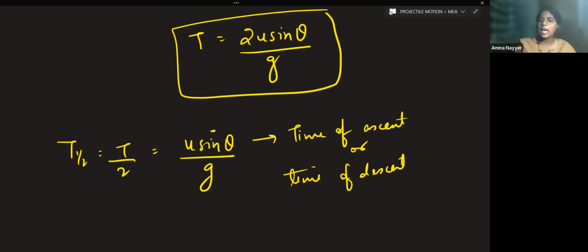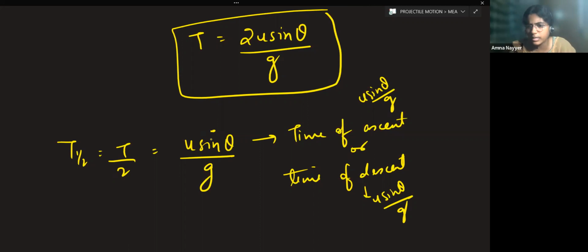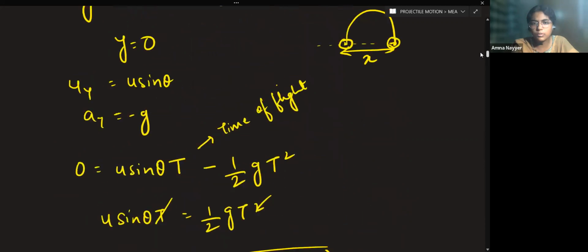If time of ascent is u sine theta divided by g, and time of descent is u sine theta divided by g, that's what I've told you right now. So ascent, descent. Add ascent and descent: u sine theta by g plus u sine theta by g, you are getting 2u sine theta by g. So total time is divided into time of ascent and time of descent. Got it? So note this down as well. Range of motion, we'll do it on Wednesday only.